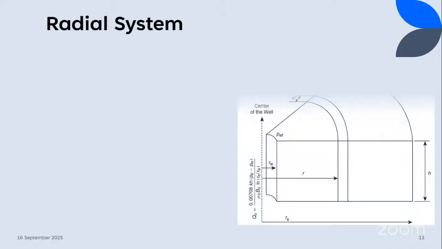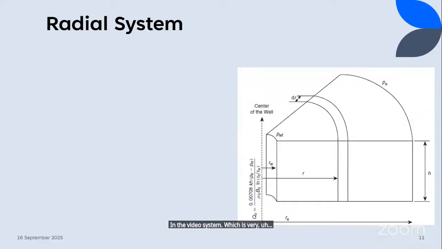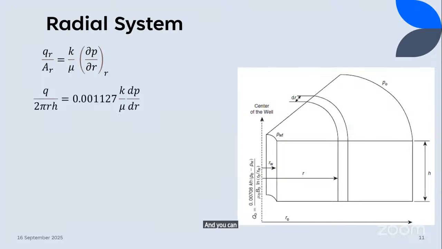In the radial system, which is very common in vertical wells and is the conventional way of producing oil and gas, you can start with this equation and expand the area to be 2 pi r h, where h is the thickness of the reservoir and r is the radius of investigation, or radius of the reservoir.